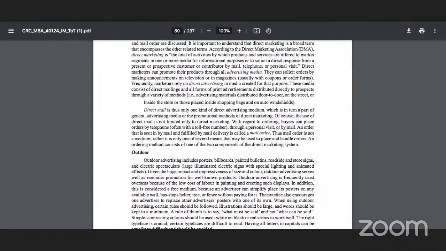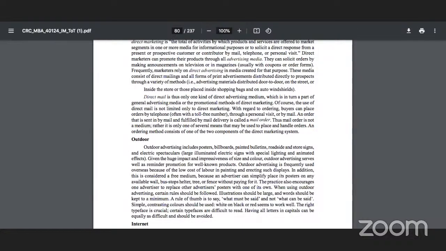Direct mail is thus only one kind of direct advertising media. It is not the be-all and end-all, which is in turn a part of general advertising media or the promotional methods of direct marketing. Of course, the use of direct mail is not limited only to direct marketing.